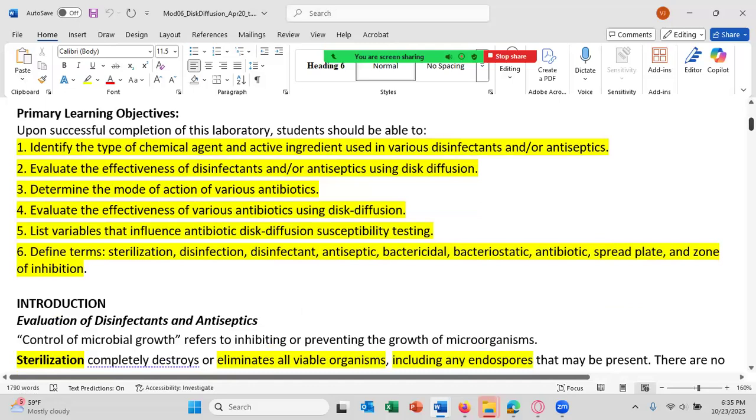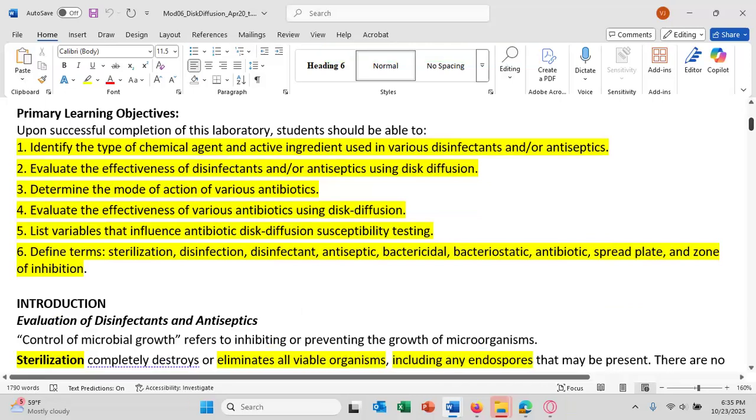So the learning objectives for this lab. One, be able to identify the type of chemical agent and the active ingredient used in various disinfectants or antiseptics. Two, evaluate the effectiveness of disinfectants and/or antiseptics using the disk diffusion method. Remember, the disk diffusion method is also called the Kirby-Bauer method. Three, determine the mode of action of various antibiotics. Four, evaluate the effectiveness of various antibiotics using the disk diffusion method. Five, list variables that influence antibiotic disk diffusion susceptibility testing.